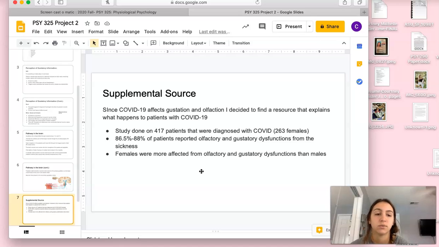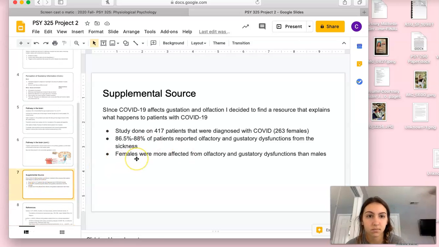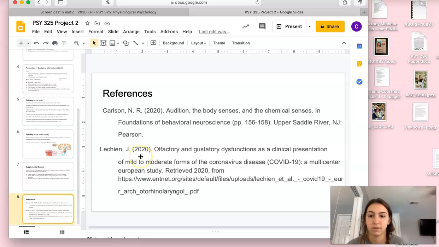So if you watch the news, you know that a lot of people are losing their sense of smell and taste when they get this virus. And they also found out that females were more affected by olfactory and gustatory dysfunction than males. So I thought that was super interesting. And then I have my references here in APA format. And then I think that is all.